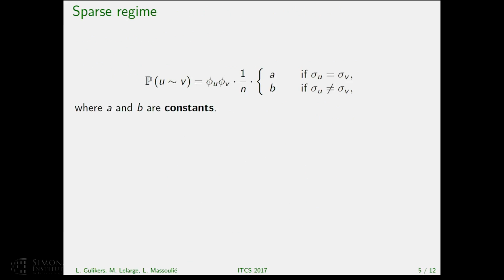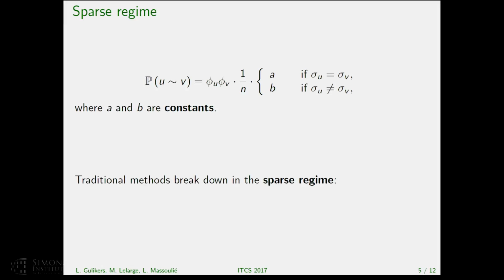We studied this degree-corrected stochastic block model in its sparse regime. So this means that the numbers a and b here are constants. This means in particular that the number of edges in the graph is of the same order as the number of vertices, so that there is very little information in the graph.